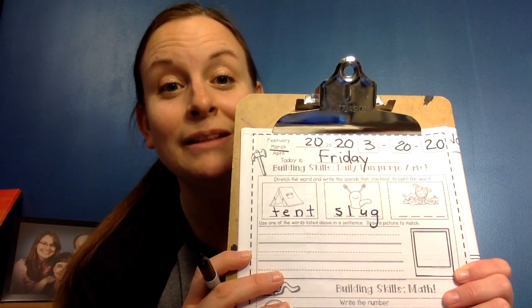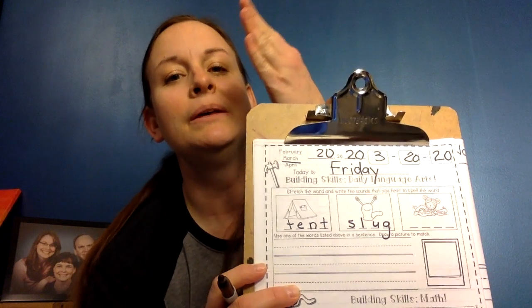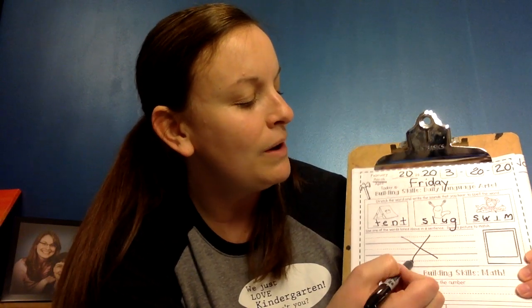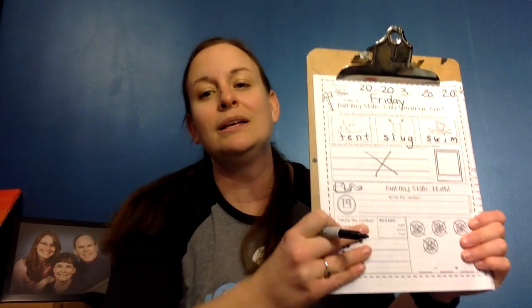Okay, the last one is swim. And we've got a blend at the beginning again. Sw, sw. So when I chop it up, s, w, i, m. Okay, let's do it. Let's write it as you hear the sound. S, w, i, m. Did you get all the sounds right? Okay, again, you can skip this part if you want. If you want to write, it asks you to write a sentence using one of these words. So if you'd like to, you can do that as well.